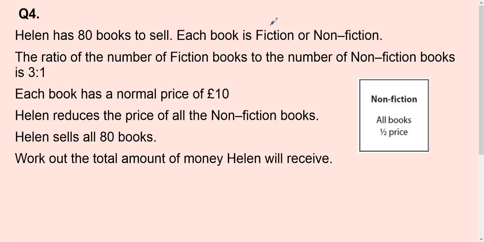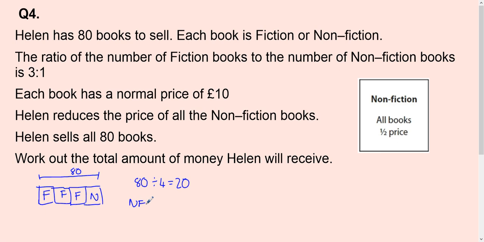Then question 4, we've got a few bits to do here. First thing, we've got the ratio of the number of fictions to the number of non-fictions is 3 to 1. So I'm going to start off by drawing my bar diagram so that I can see that visibly. Having that bar diagram drawn out, so the number of fiction is 3 parts, number of non-fiction is 1 part. All together, here's a whole bar, 80 books. Well, I've got 4 parts, so I'd want to do 80 divided by 4. That tells me that 1 part is 20. So my non-fiction, that's 20. My fiction books, I've got 3 lots of those, so 3 times 20 tells me there's 60 fiction books.